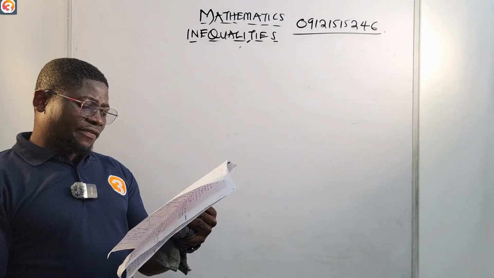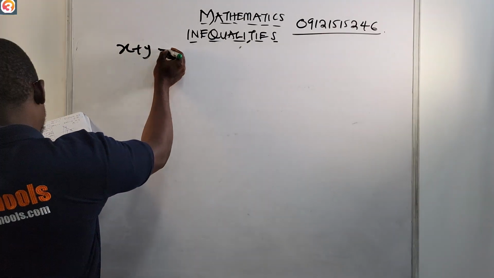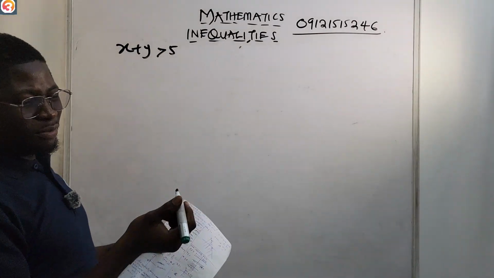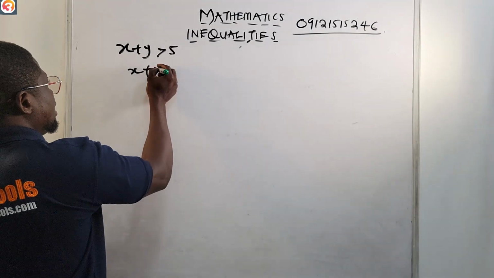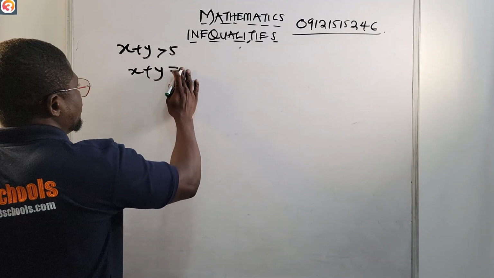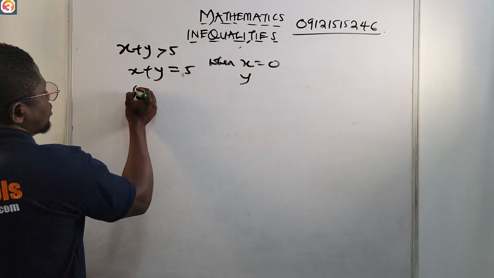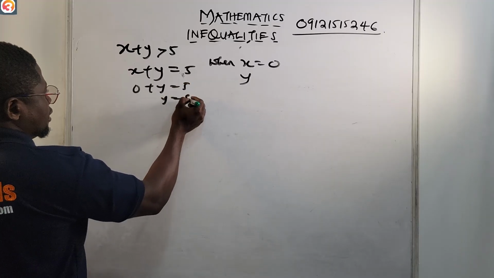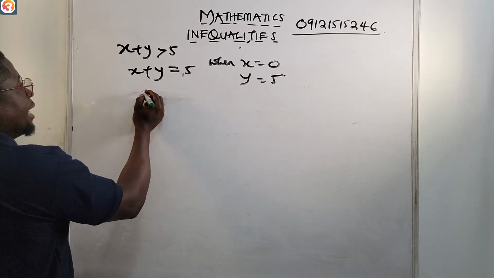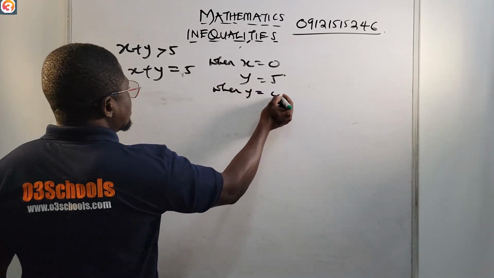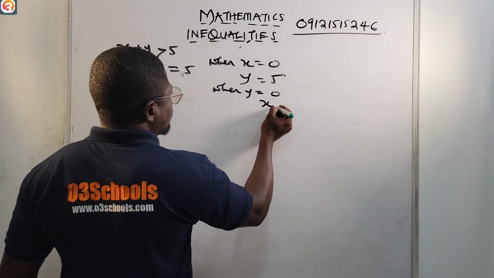So this one says, show graphically the region represented by x plus y is greater than 5. So the same thing we do. Let us be very fast with this now. Find the linear equation equivalent. x plus y is equal to 5. Now when x is equal to 0, what is y? So 0 plus y is equal to 5. So y is 5. Okay. So when x is 0, y is 5. Now when y is 0, what is x? y is 0 here. Okay, x will be 5. So x will also be 5.